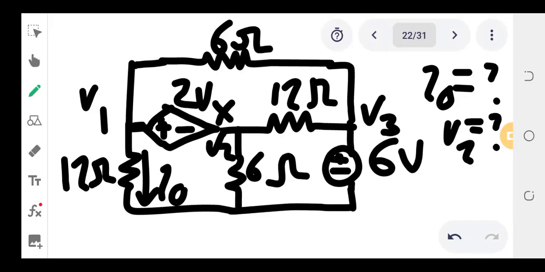Hey guys, so in this screencast, we'll discuss the nodal analysis. In this problem, we have been asked to come up with IO and V2. So, how can we use the nodal analysis?